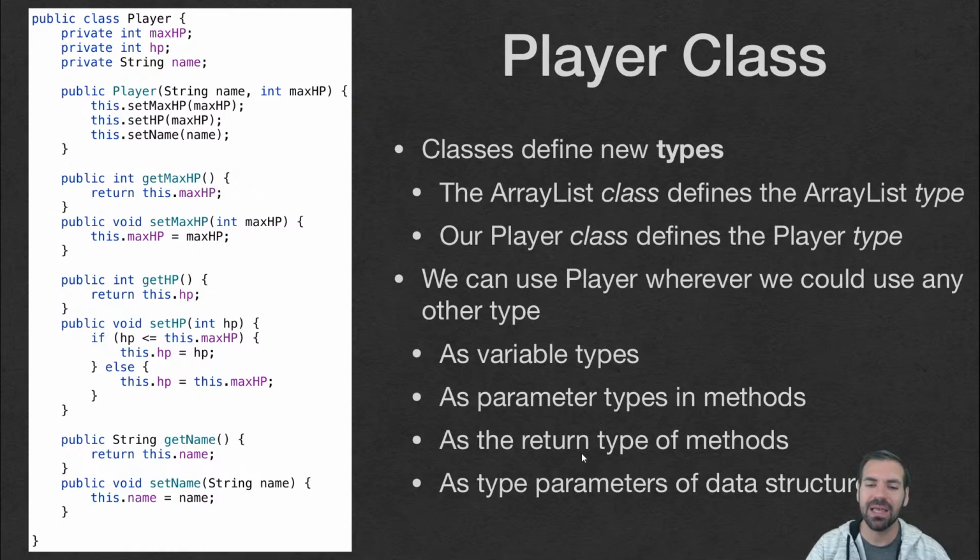I can have methods that return values of type player, which is actually a reference to a player object, but I won't always say that every single time. That'll be implied, but explicit when we do our memory diagrams. And as type parameters, so I can have an array list of players. I can use this anywhere where I could use array list or string or capital I Integer, capital D Double. Any place where we could use any of those types, we can use our new player type because we just defined a new type in Java.